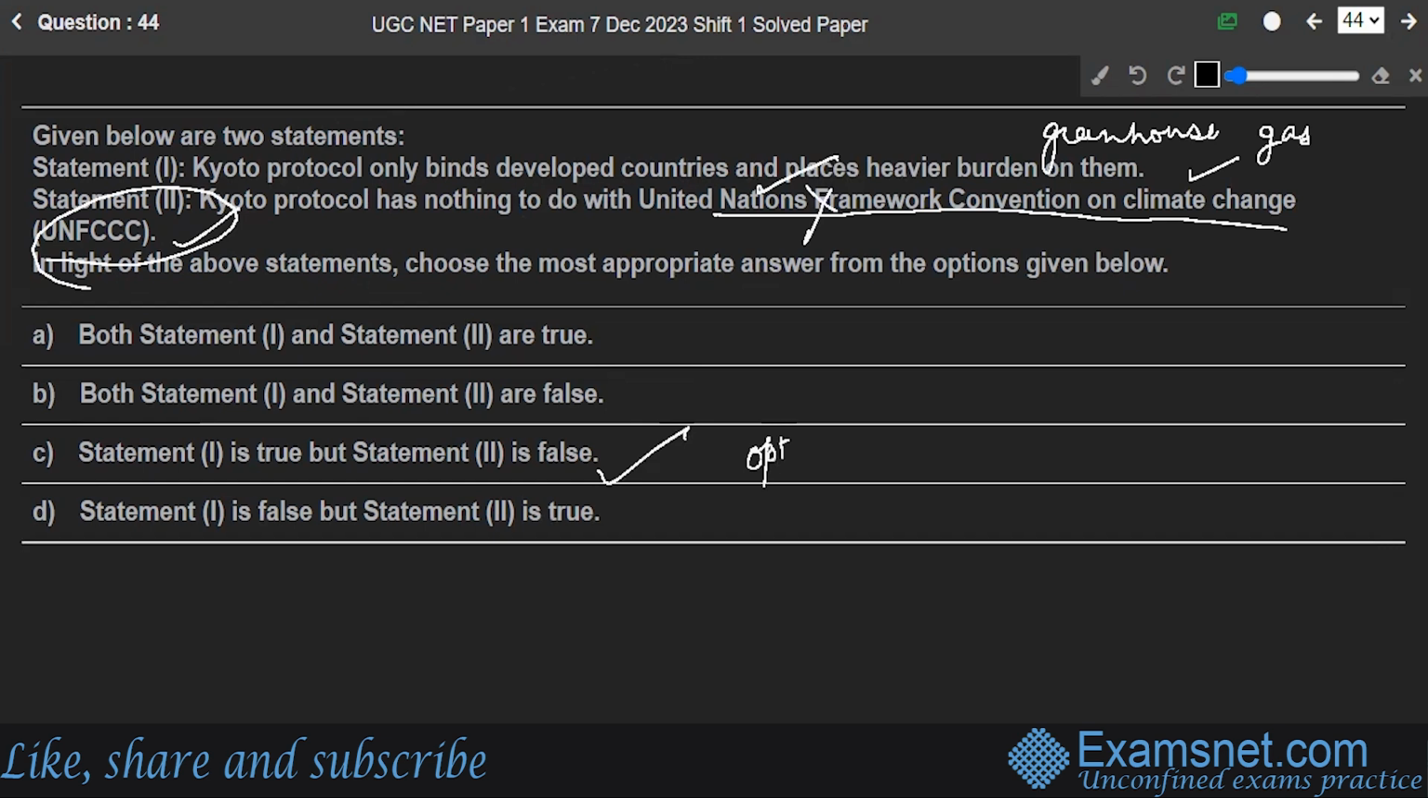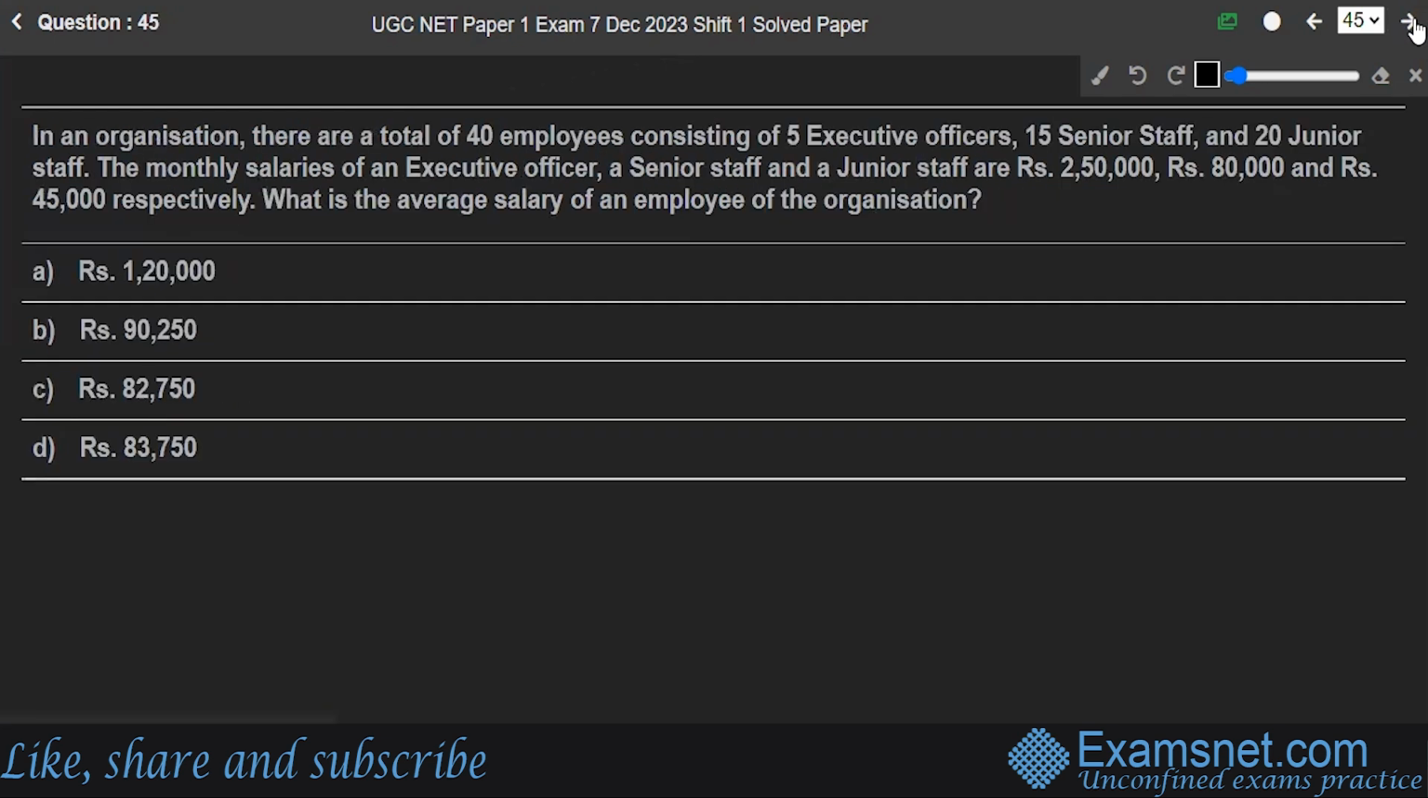You have option C. This is the right answer to the question. Hope you got that. Next is question 45. In an organization, there are a total of 40 employees consisting of 5 executive officers, 15 senior staff, 20 junior staff. Monthly salary of the executive officer, senior staff, junior staff are this, and this respectively. What is the average salary of an employee of the organization?